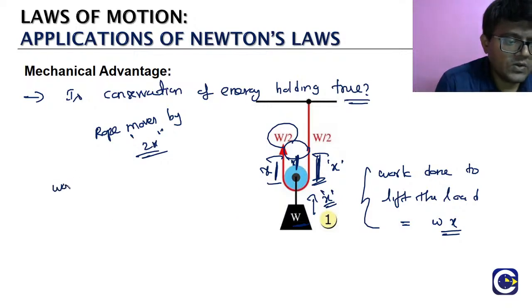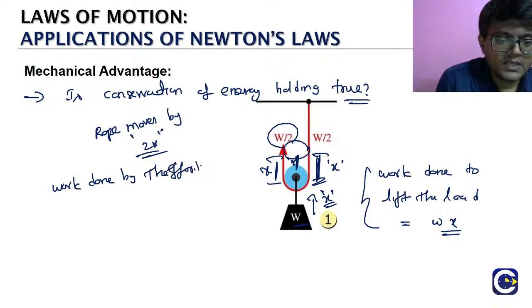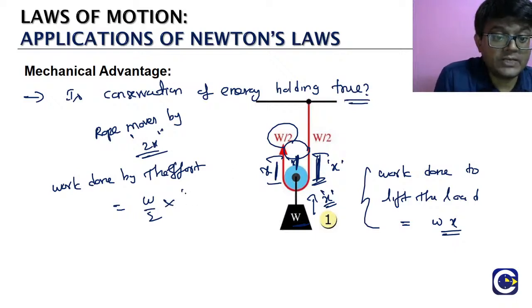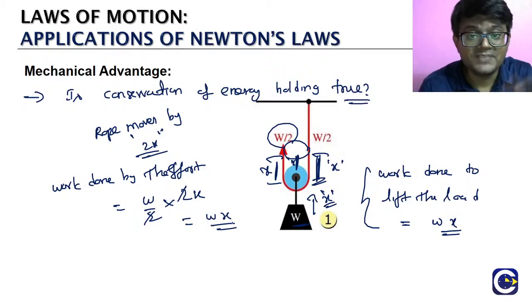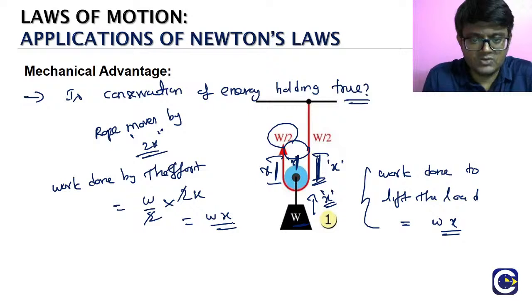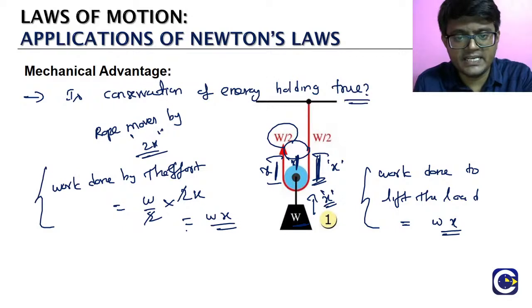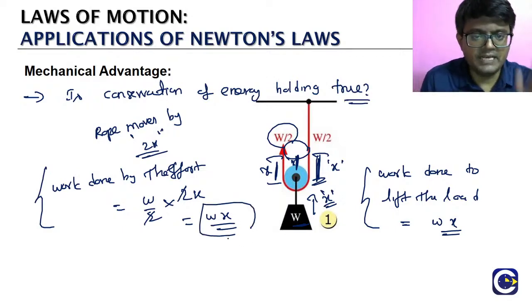So the work done by the effort, look here. What is the formula? Effort is W by 2, into the displacement here, which is 2x. The 2 cancels. What is it? Again the same value, W into x. So if you think theoretically, it is not going to move away from the conservation of energy principle. It is not going to work like a perpetual machine. So ideally, whatever the input, the work done by the effort, is the input, W into x.